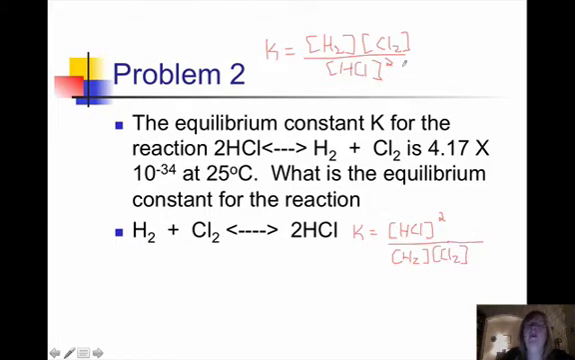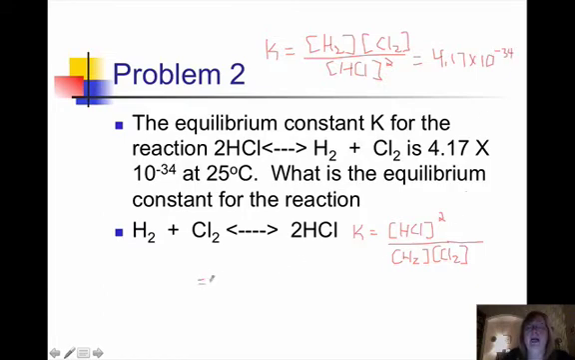Notice the relationship between these two. This is just the inverse of that. See how, when we flip the equation, the K expression is just the inverse of the original. So for the value of K for this reaction, we're going to take the inverse of the K for the other reaction. That reaction's K was very small, 4.17 times 10 to the negative 34th.